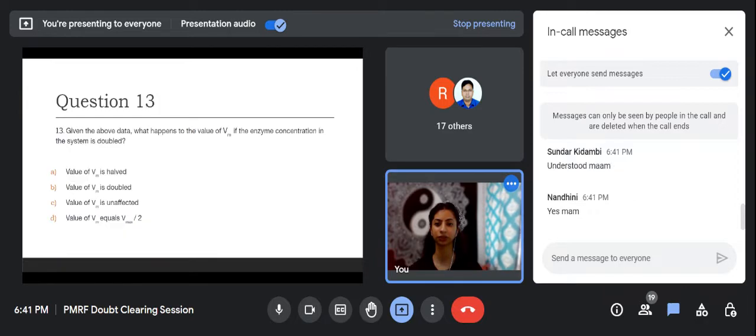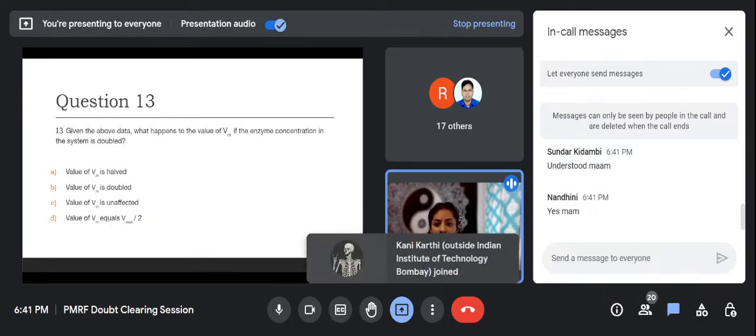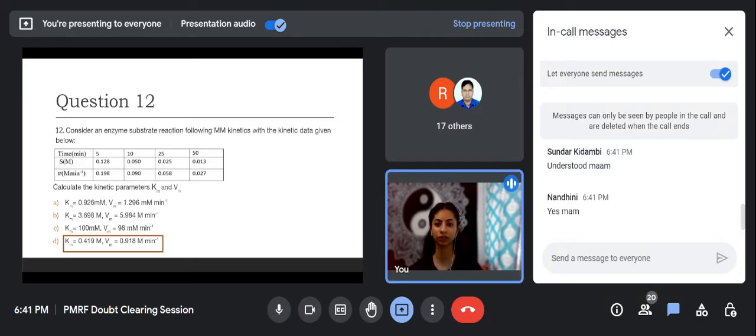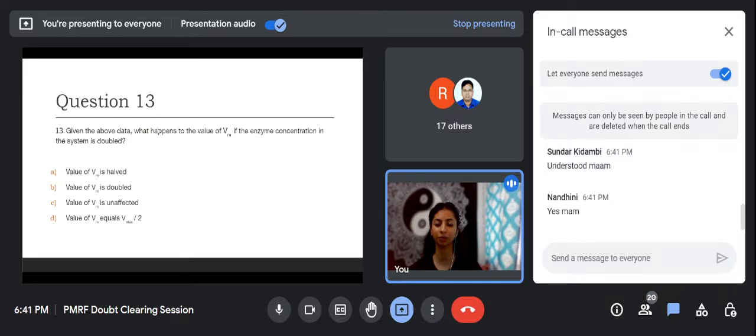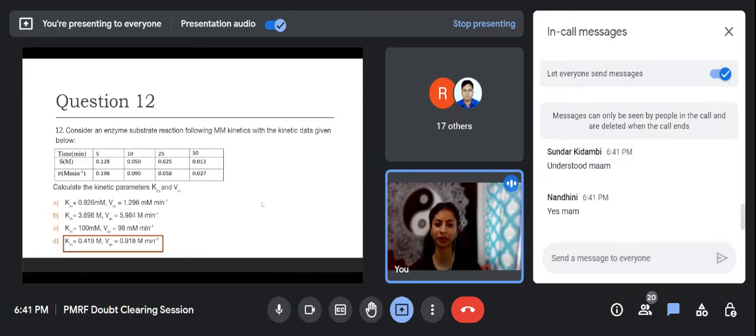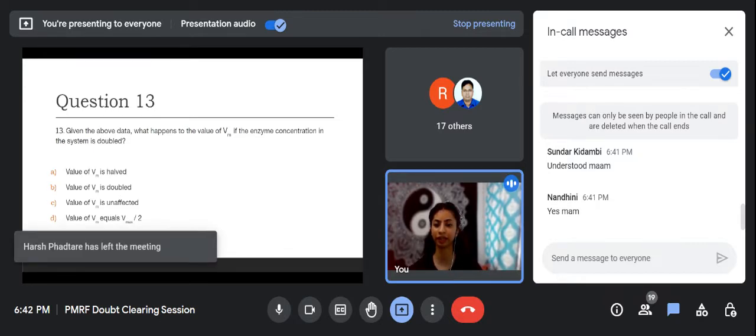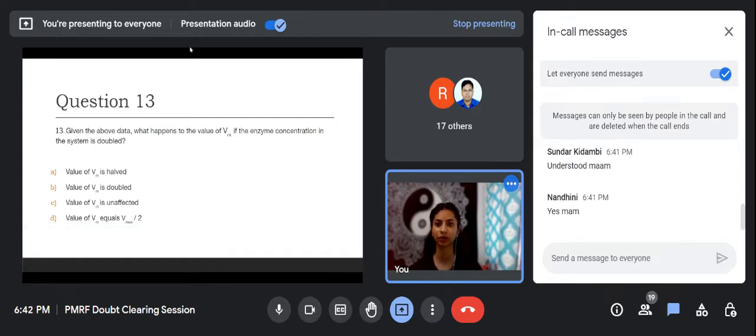Okay. So, question number 13, and this is the last question for today: given the above data that we just had, what happens to the value of Vmax if the enzyme concentration in the system is doubled? So, in this, you're using the amount of enzyme. If the enzyme amount was doubled, what do you think will happen to these parameters? What will happen to Vm? The options are: the value of Vm is half, the value of Vm is doubled, the value of Vm is unaffected, and the value of Vm equals Vmax by 2. So what do you think is the answer?